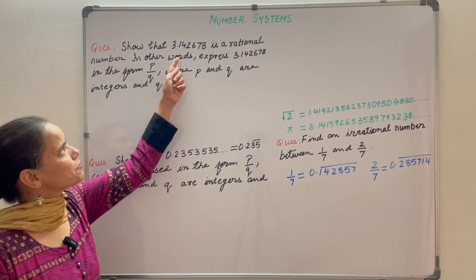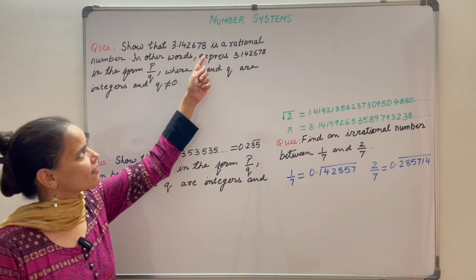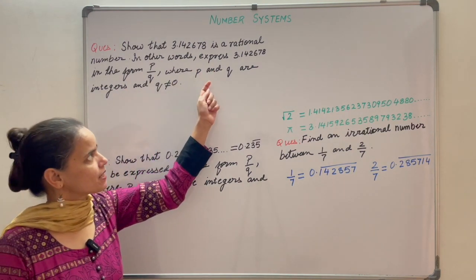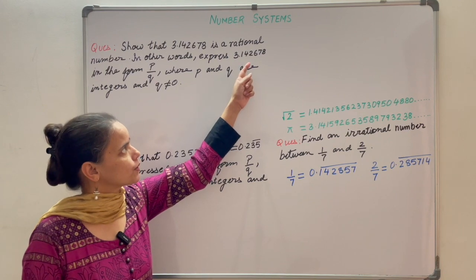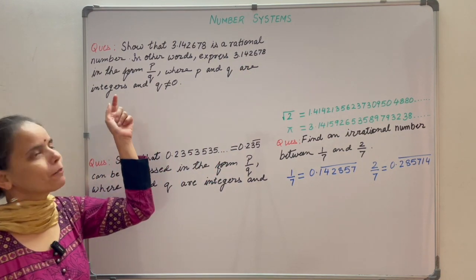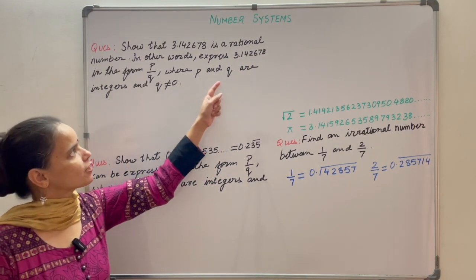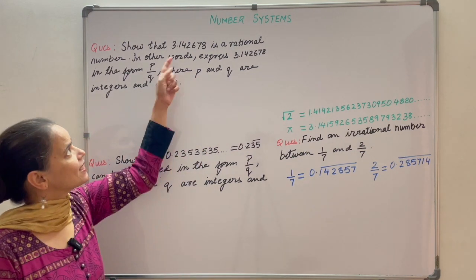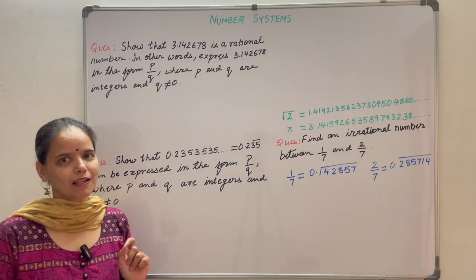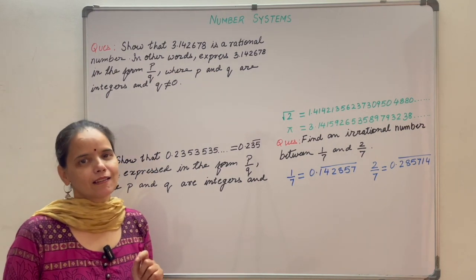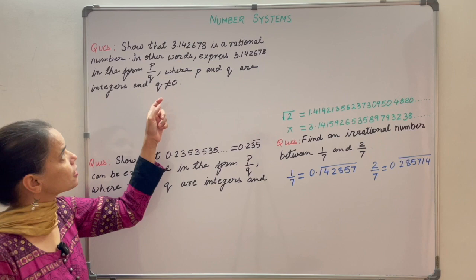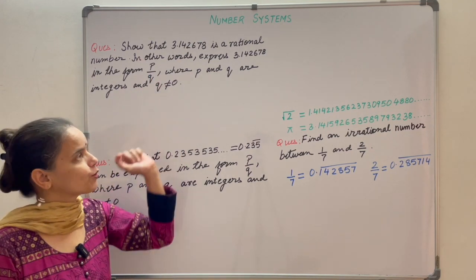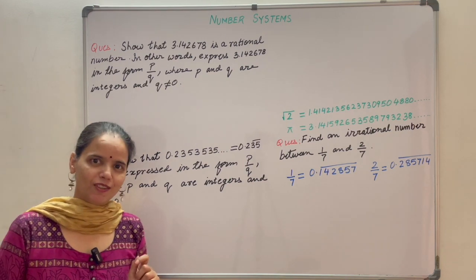Show that 3.142678 is a rational number. In other words, express 3.142678 in the form p by q, where p and q are integers and q is not equal to 0. So you can clearly see this is a terminating decimal number. That means it is a rational number. Rational numbers are always expressed in p by q form, where p and q are integers and q is not equal to 0.